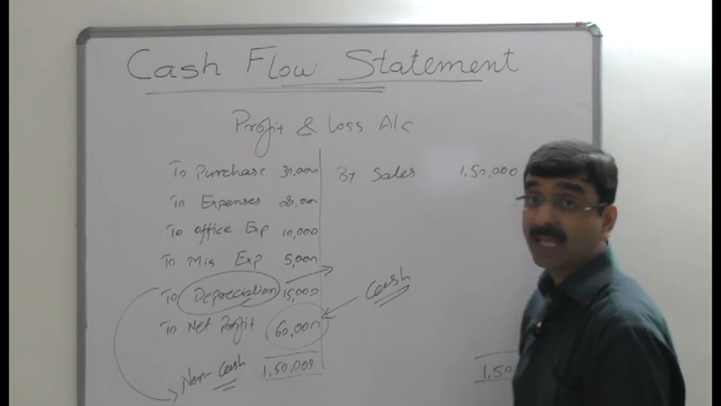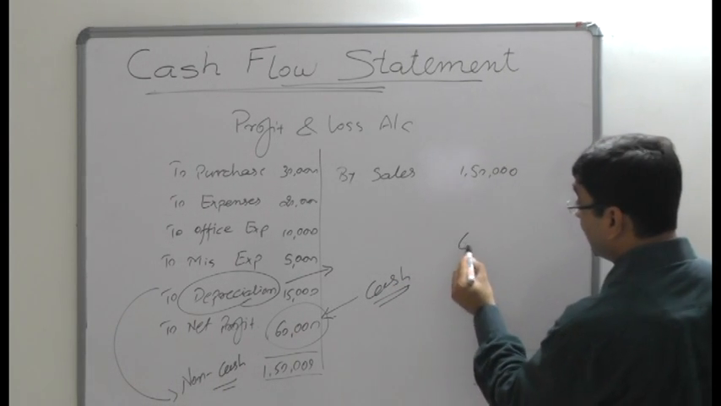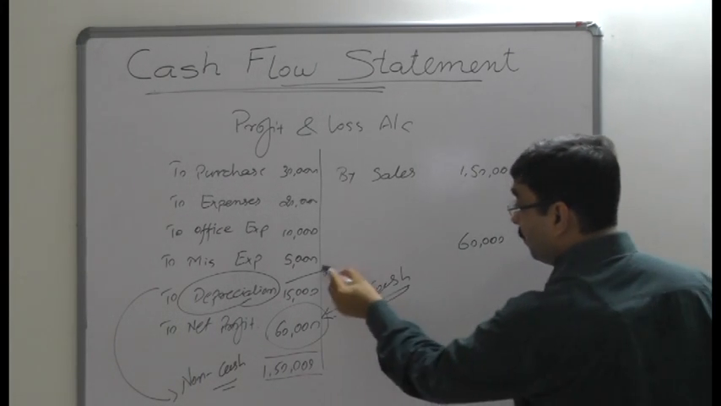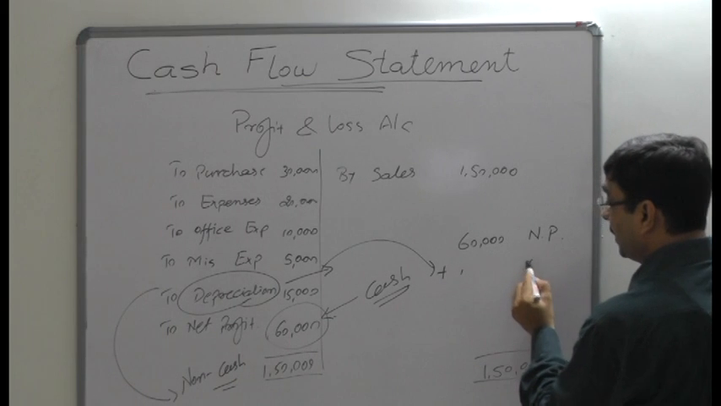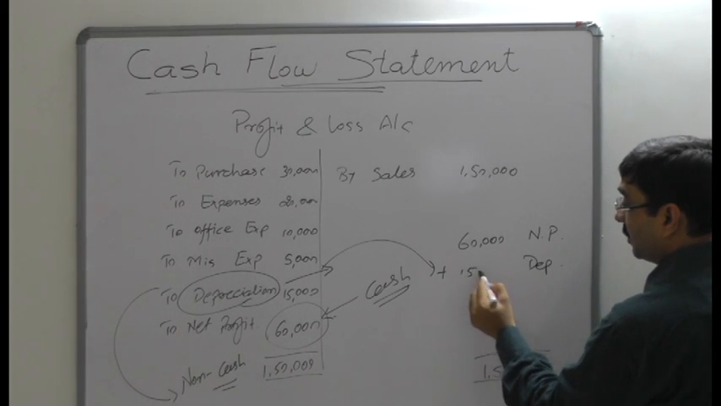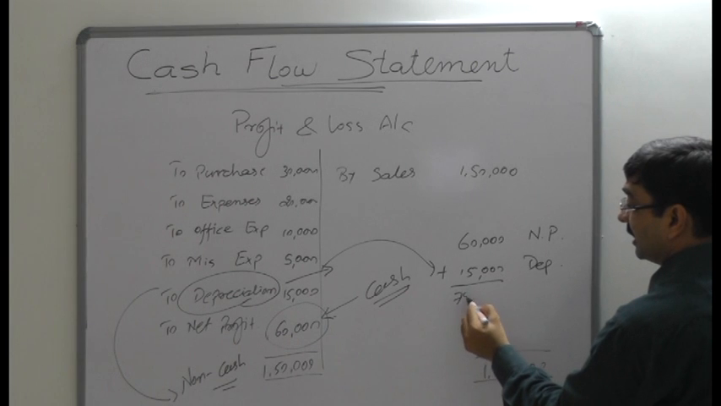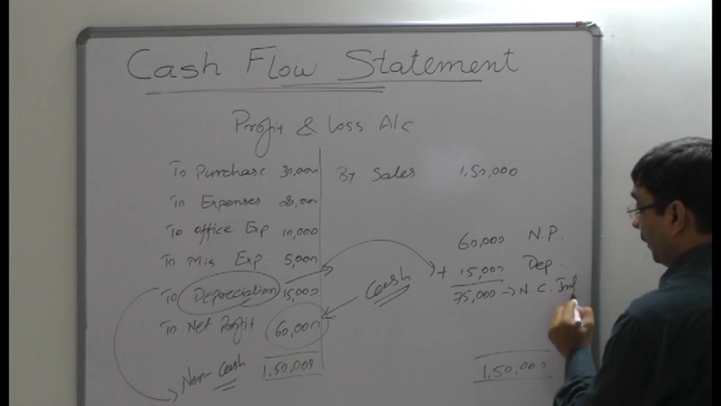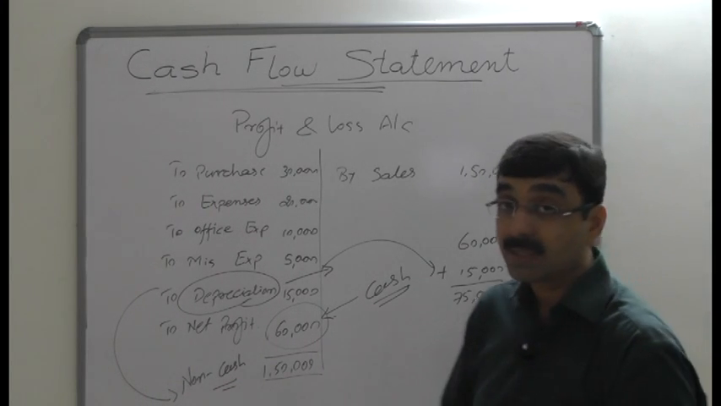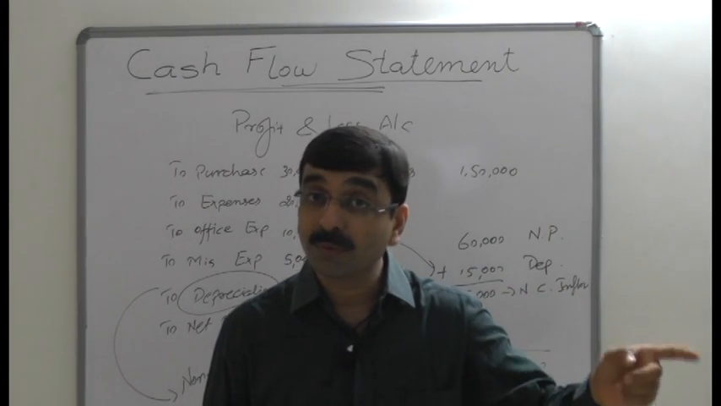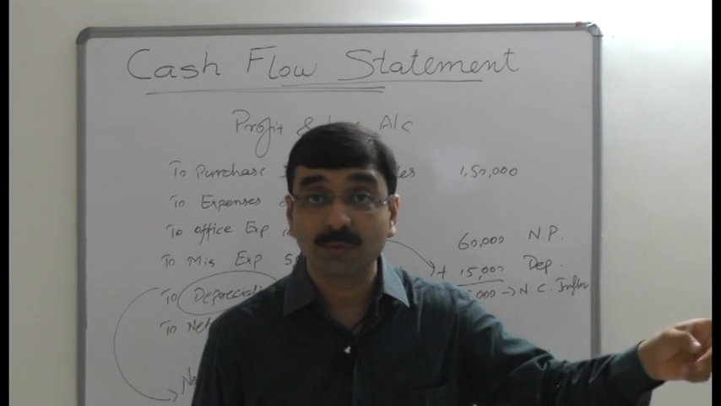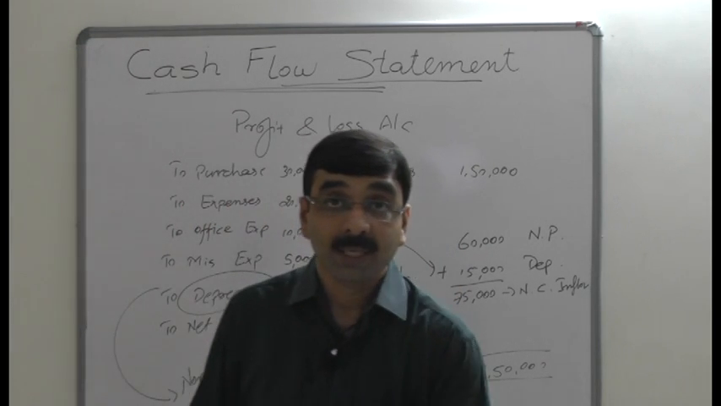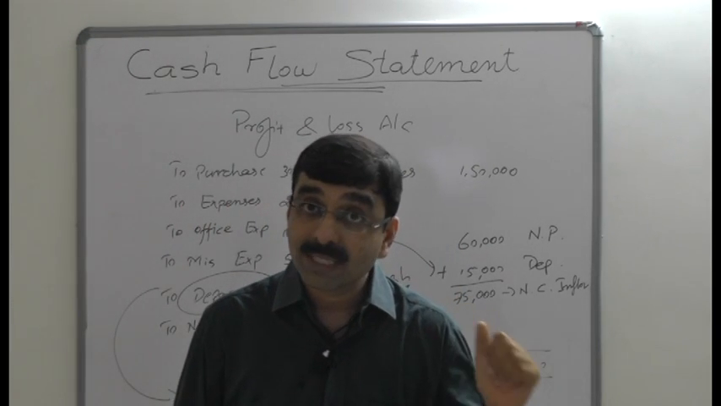Hence, the actual cash inflow is 60,000 rupees, your net profit, plus the depreciation we charged, 15,000 rupees, added to that. So the 75,000 rupees is your net cash inflow. Why? Because the depreciation did not actually go out from the business. The cash did not go out from the business, and that's why we added 15,000 rupees to your net profit. Hence, the actual cash is now 75,000.